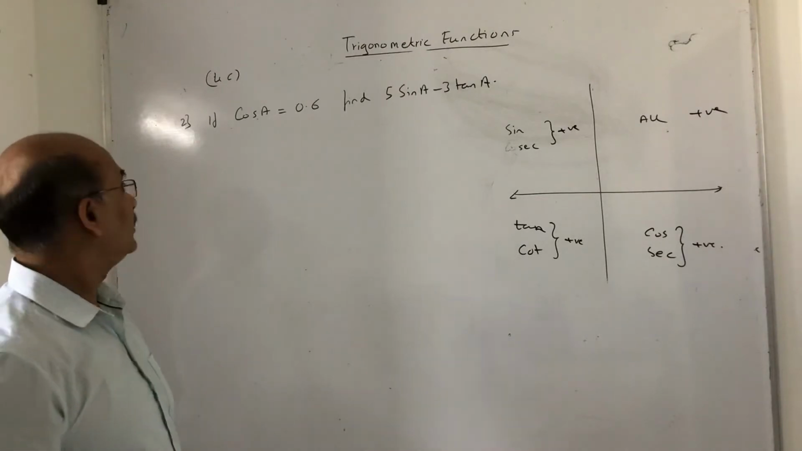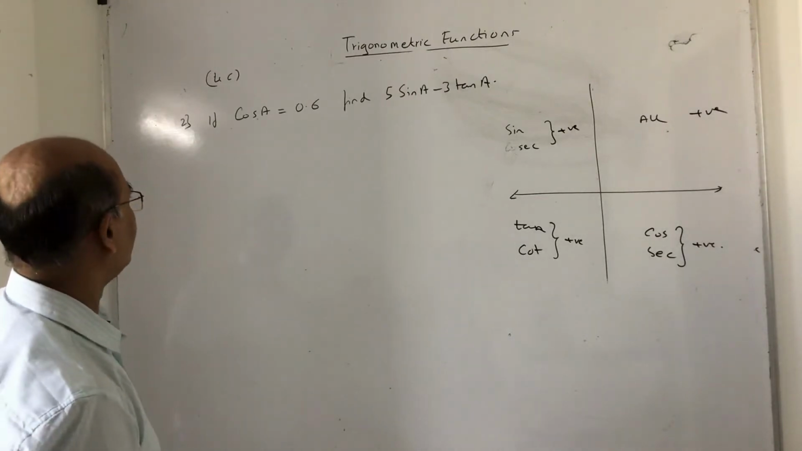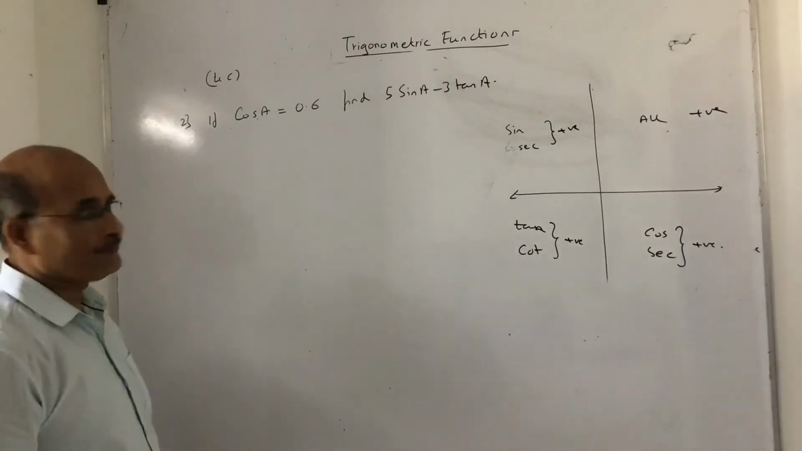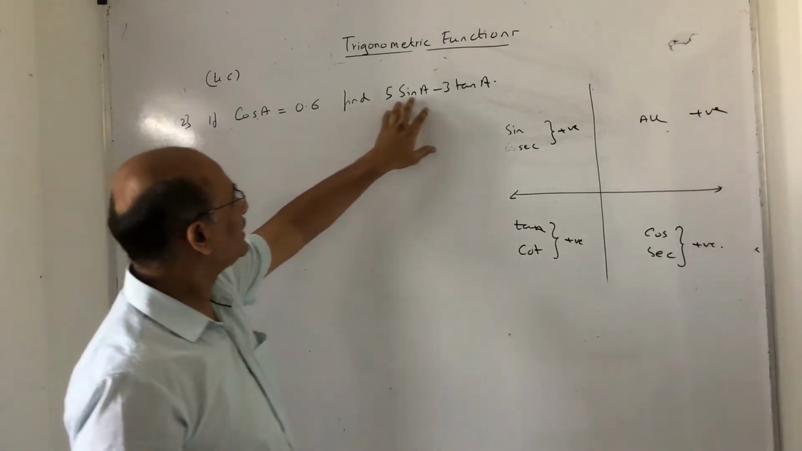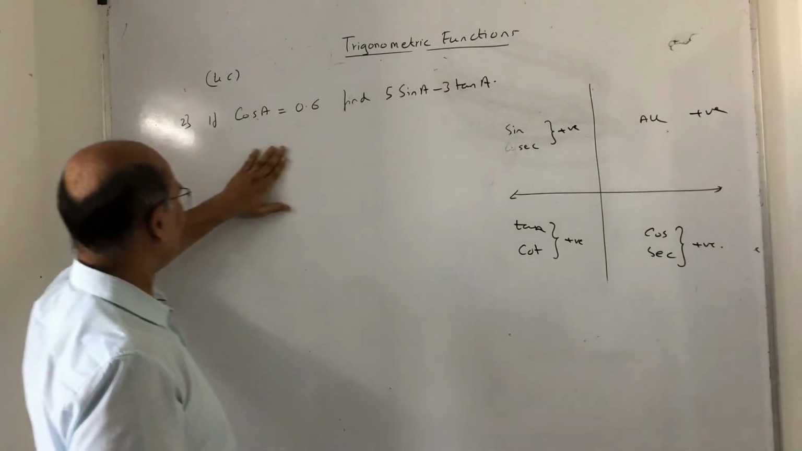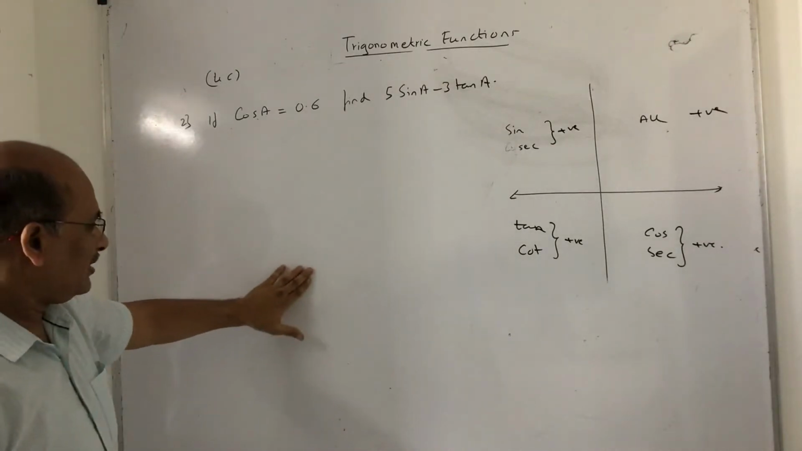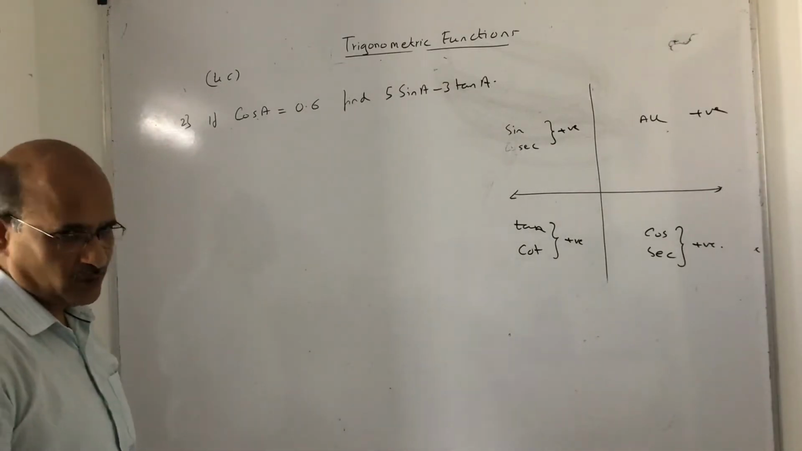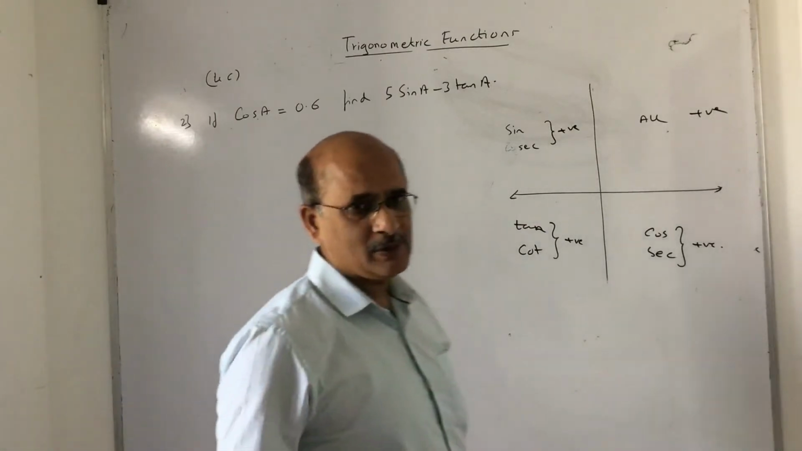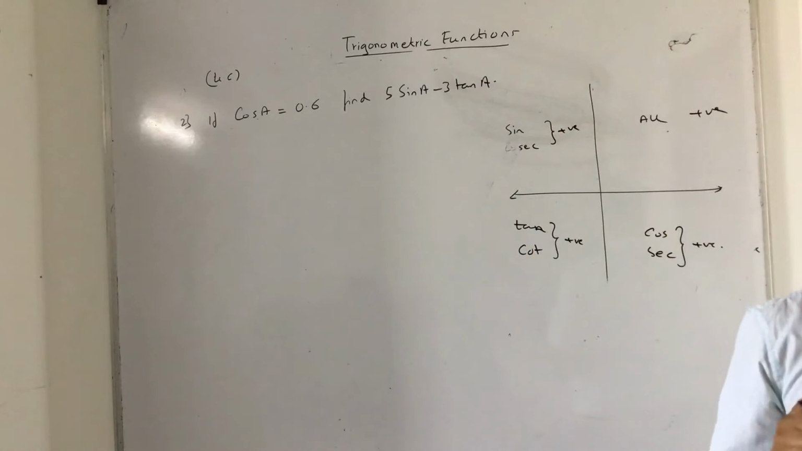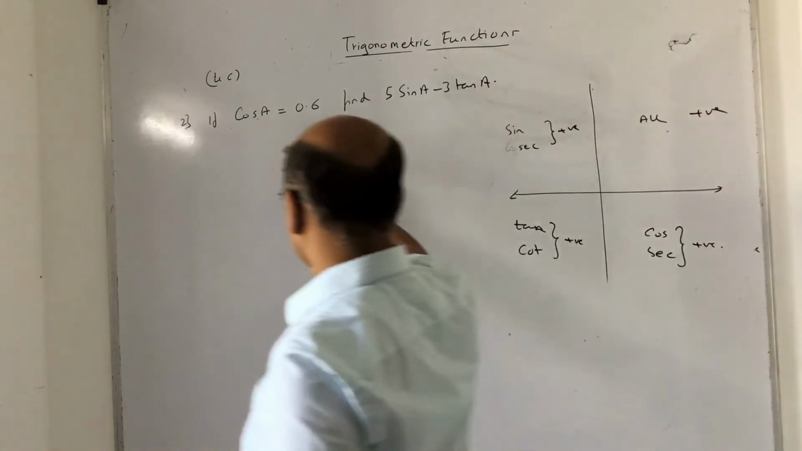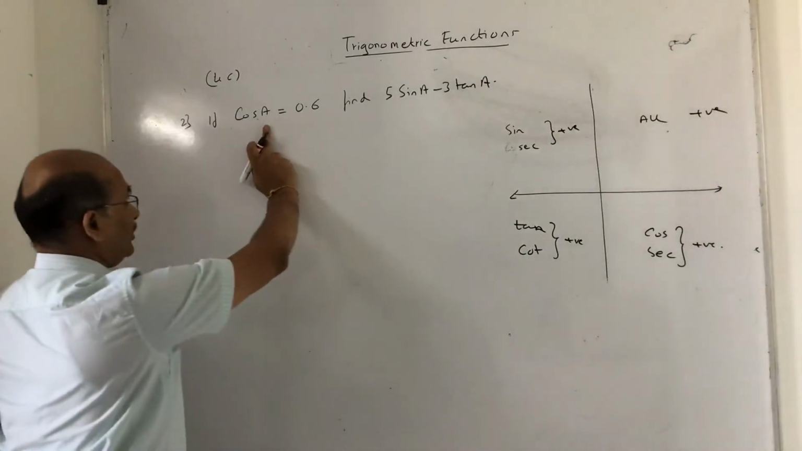Now here the situation is a little bit tricky, but not as tricky as I am making it appear to you all. Cos A is given 0.6. Find 5 sin A minus 3 tan A. I would say the sum is not incomplete, but on a little bit shaky ground, because in both the previous examples they mentioned which quadrant theta lies in. But in this case, they have not mentioned which quadrant this angle A lies in.